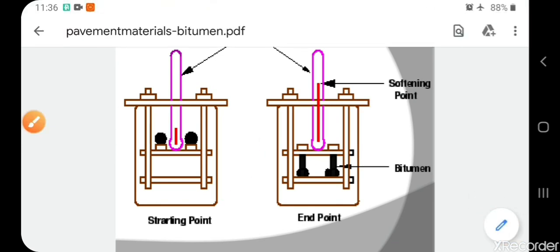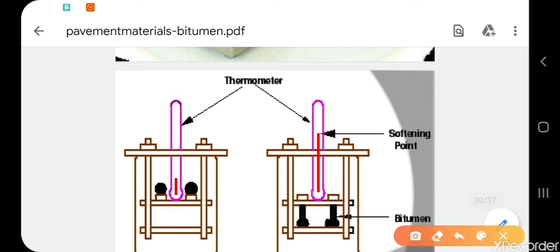So here both are the same setup. Just for identification purposes, we have shown different pictures. Here the balls are at the upper side. Here the balls have already reached the bottom of the beaker. The beaker is completely filled with water, and the thermometer is fixed.